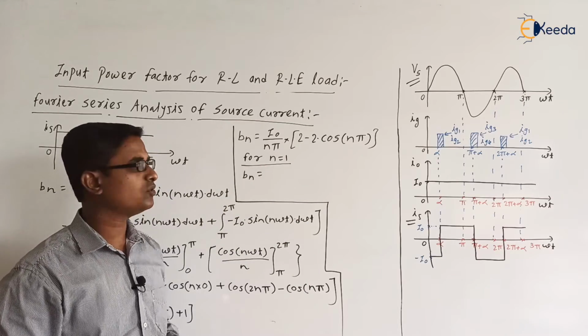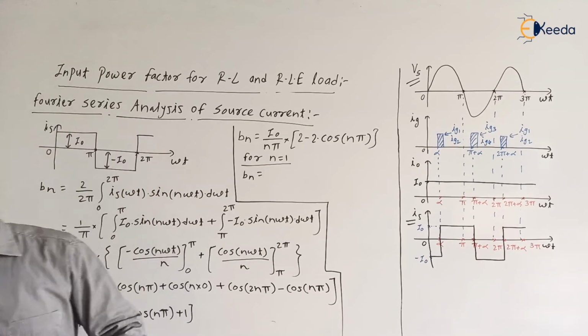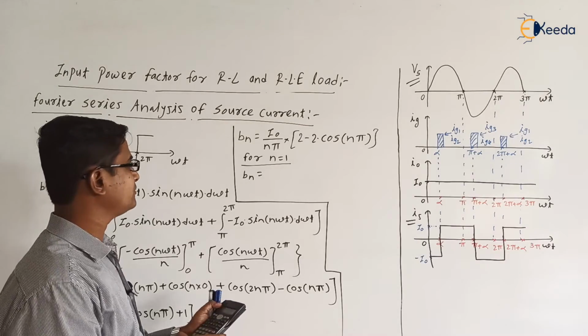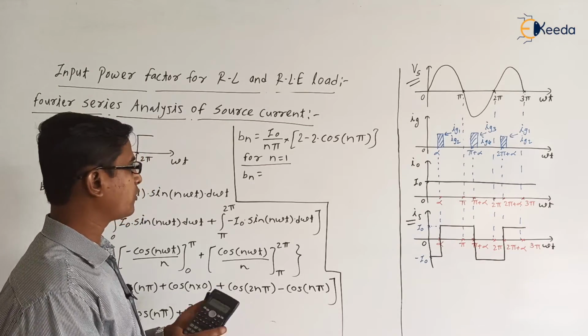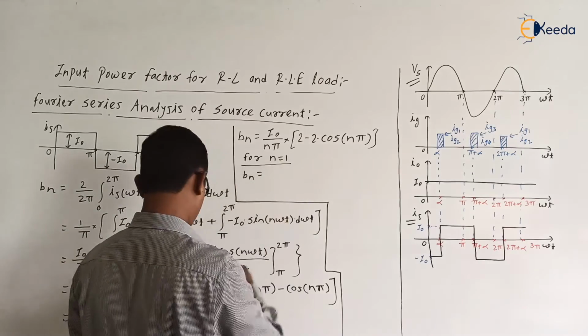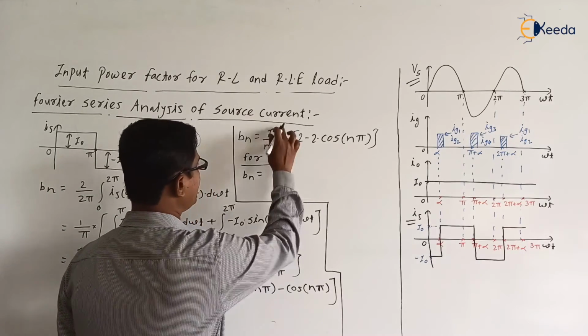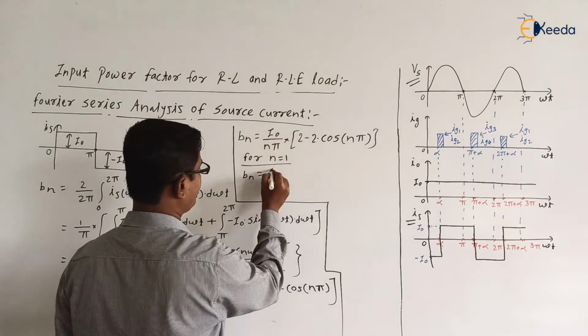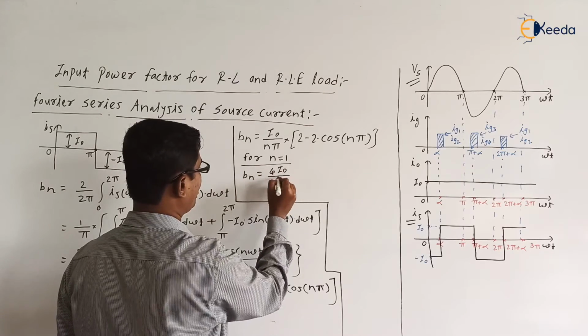Okay, yes or no? So we can write it as 2 minus 2 into cos of pi. So it is 4. This term will be 4, right? So it is 4 I0 by pi, 4 into I0 divided by pi.